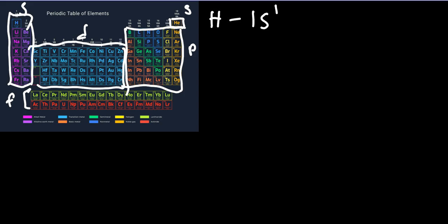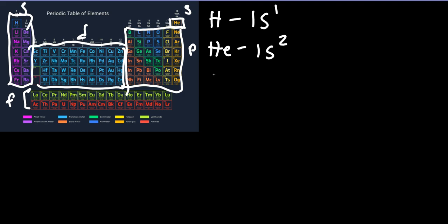Now, what about helium? Try this one on your own. It's pretty similar. This would be 1s2 because there are 2 electrons in helium. Okay.